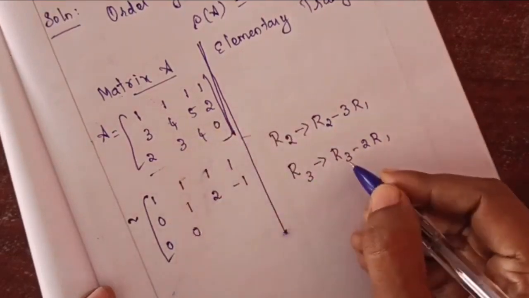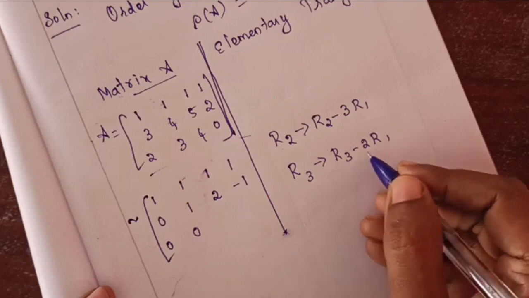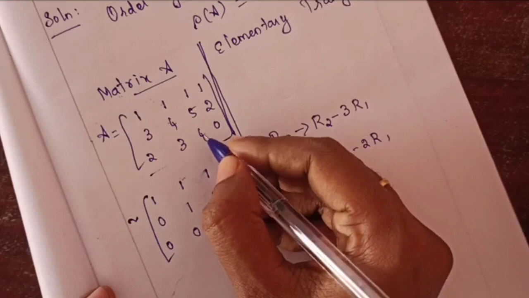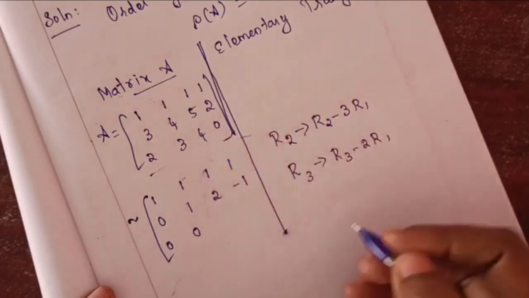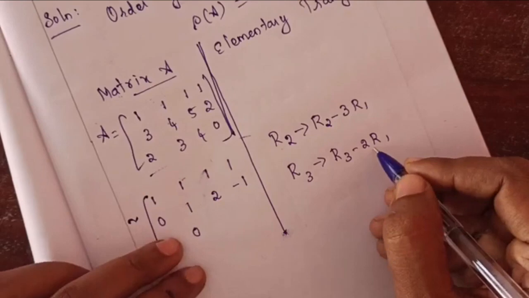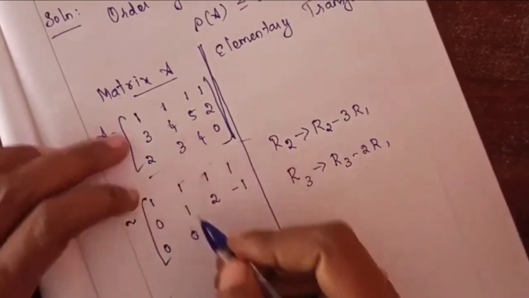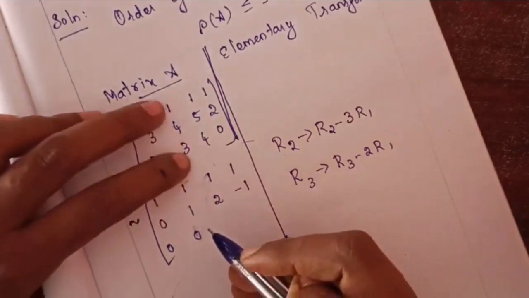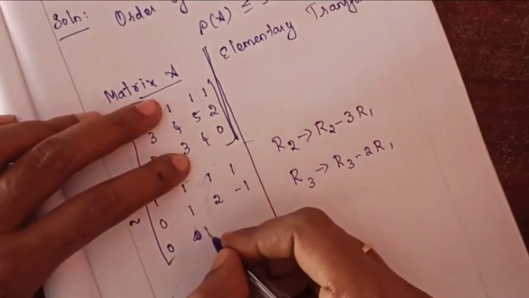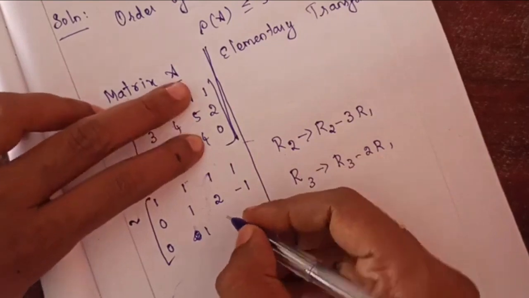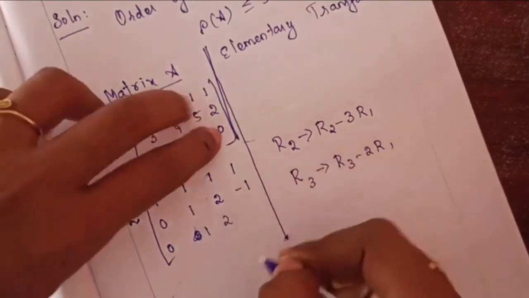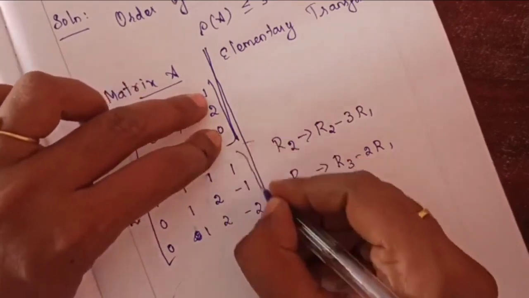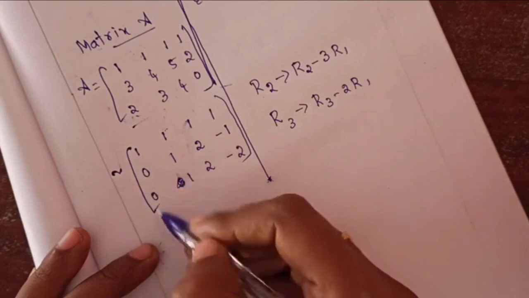Next, R3, 4. Is it right? R3 minus 2 into R1. So R3 is 2, 2 minus 2, that is 0. The next one, 3 minus 2 means 1. Then 4 minus 2 into 1, that is 2. Then next, 0 is there, so 0 minus 2 into 1, that is minus 2. Understand? Now you see these 2 entries are 0.